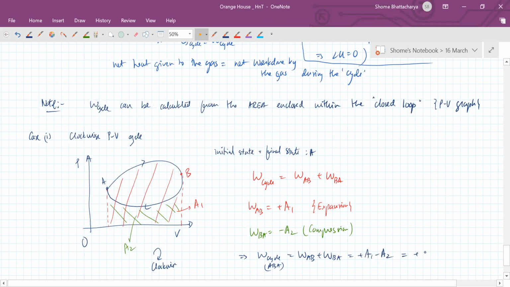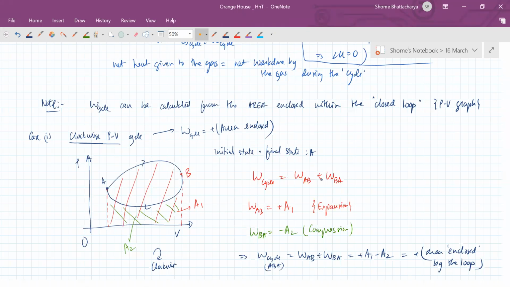is positive of the area enclosed by the loop. So in the case where it is a clockwise cycle, the work done during the cycle becomes positive of the area enclosed by the loop. Okay. Just make sure you understood this point and discuss with me if you have any doubt about why it is positive of the area. Okay. And next we will discuss the anti-clockwise cycle, and there you will see the logic is opposite of this.